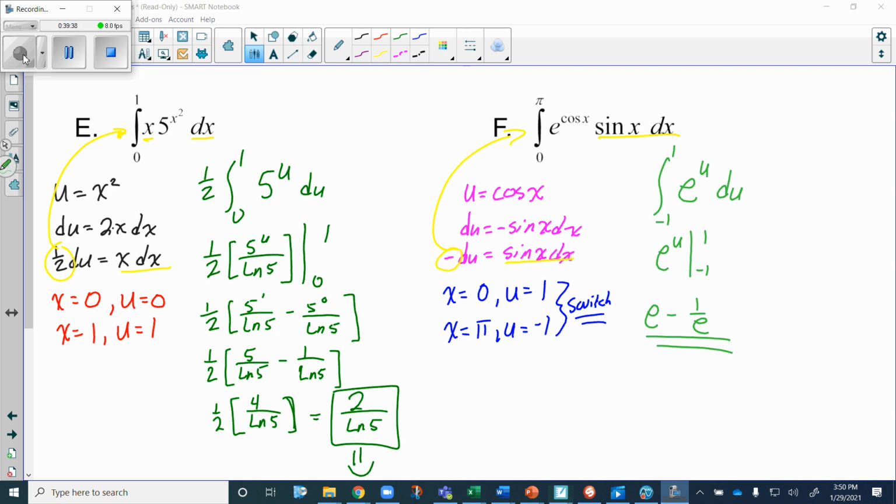The one on the left, we were able to simplify it a little bit to wind up with 2 over natural log of 5. And the one on the right, we wound up with e minus 1 over e, or e to the negative 1 power. I'm not sure you'd ever see your answer left like that, but there you go.